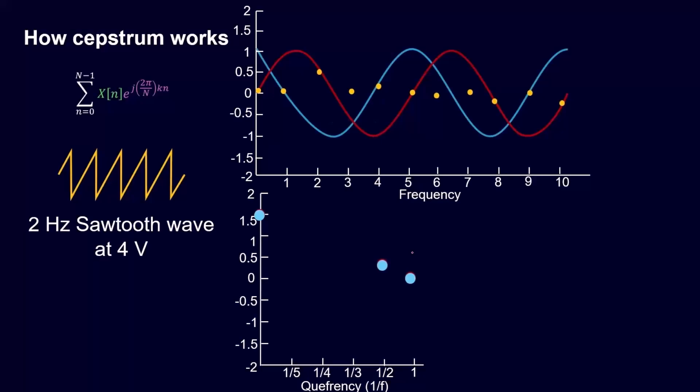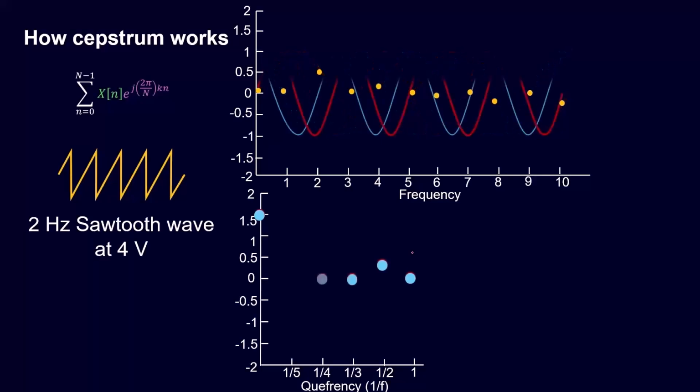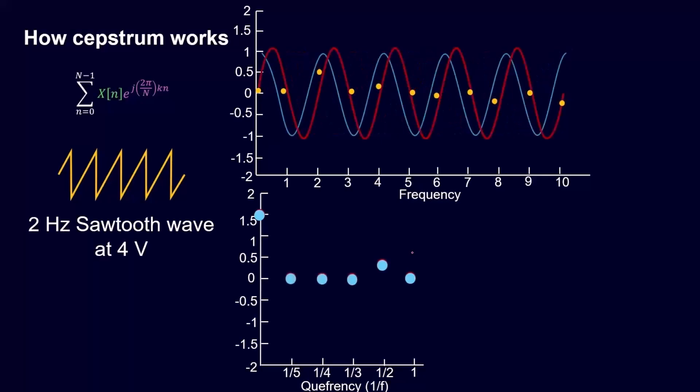And I could see the same thing with the cosine wave. And I could do this again for the rest of my frequencies, and I'll get something that looks like this. So I'll end up with a peak at my Q frequency of 1/2, and that corresponds to 1 over 2 hertz, the frequency of this sawtooth wave. So if I were looking at this plot just by itself, I would think to myself, okay, at 2 hertz, there are multiple harmonics in my original frequency signal.